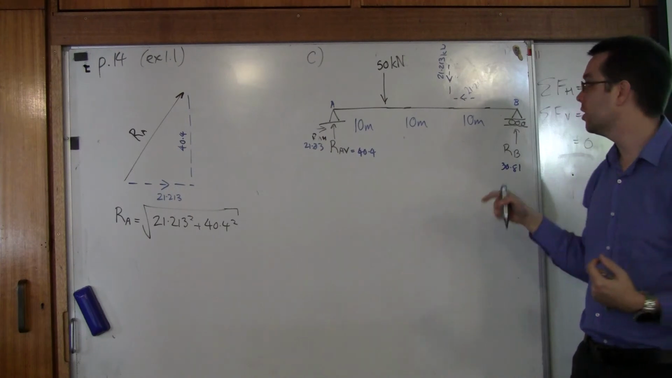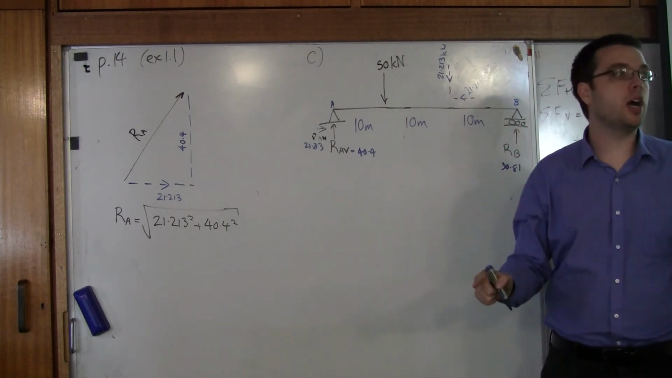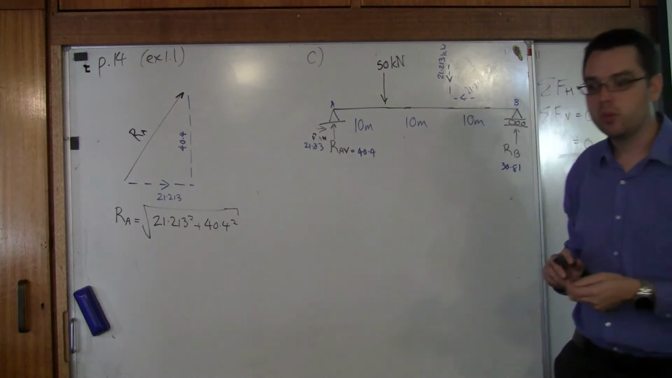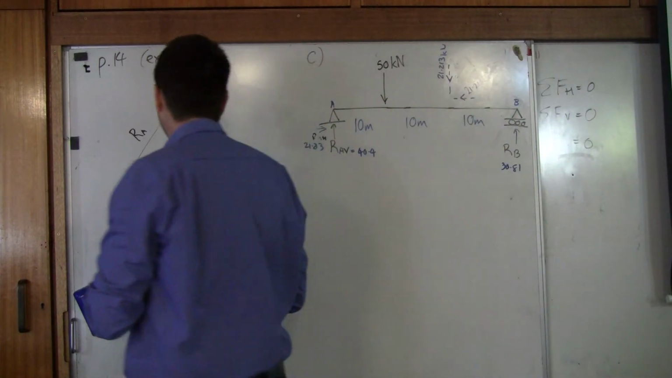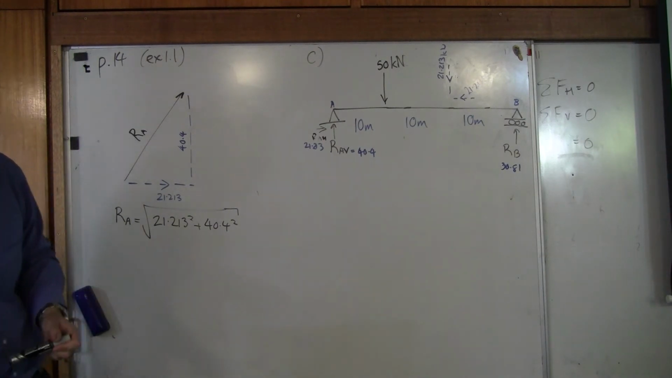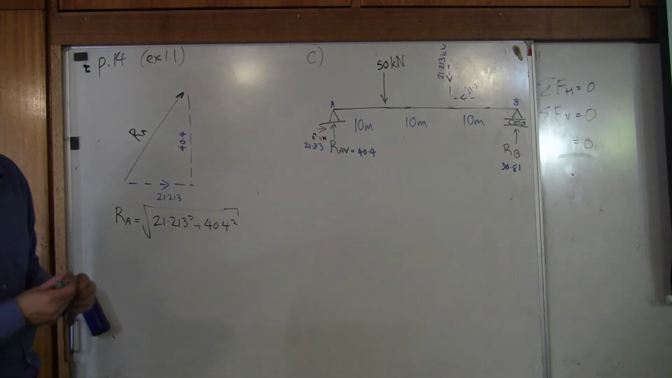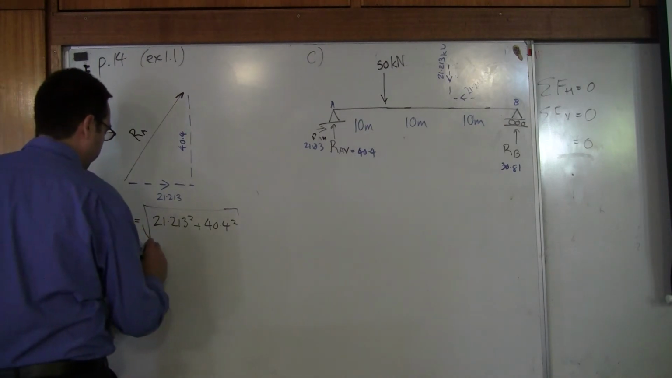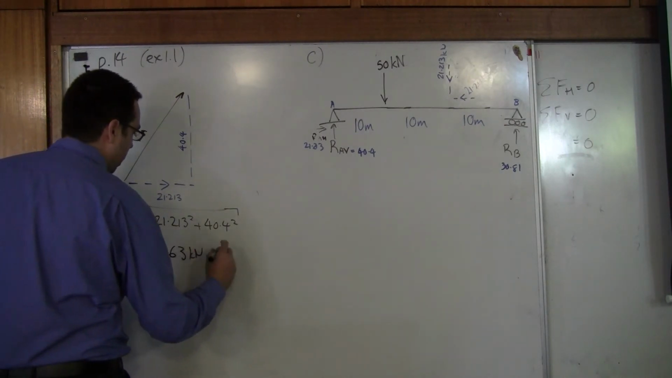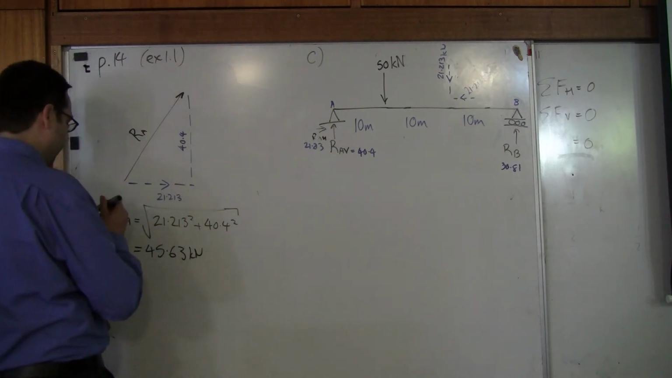Who can do it? Is it going to be RB or RA? It has to be RA because Penny can take that, right? So, has anyone typed this in the calculator for me? Yeah. What is it? 45.63. Okay, 45.63 kilonewtons. Now, we need to know the angle.